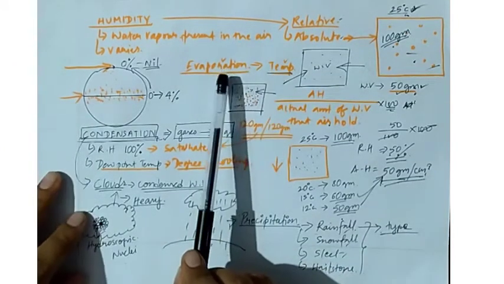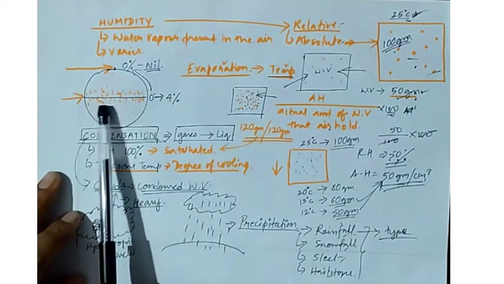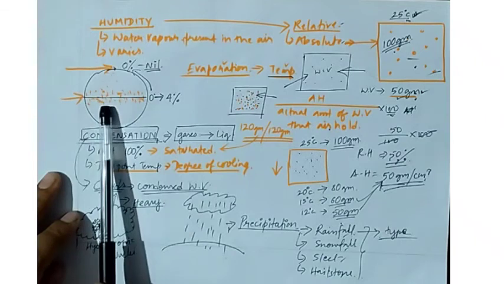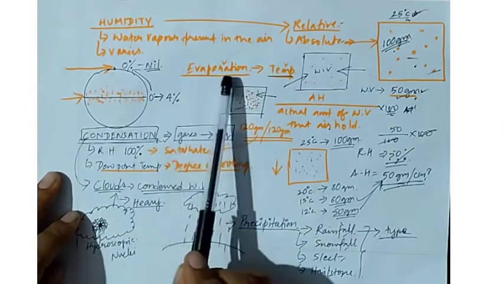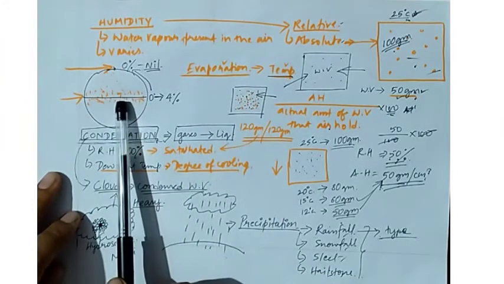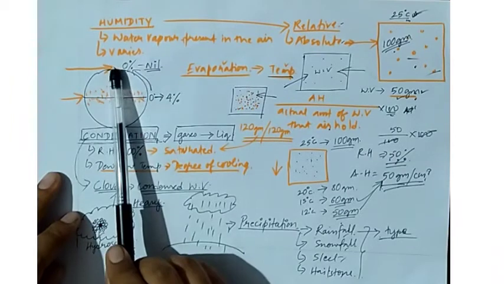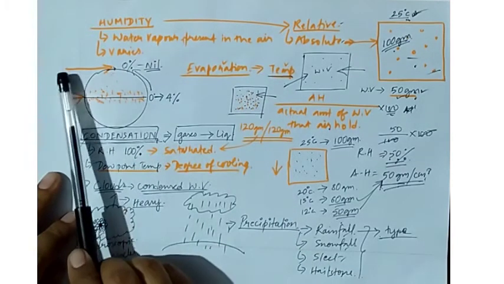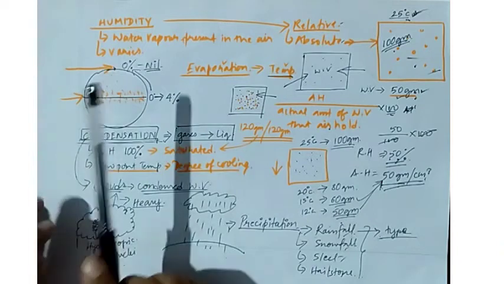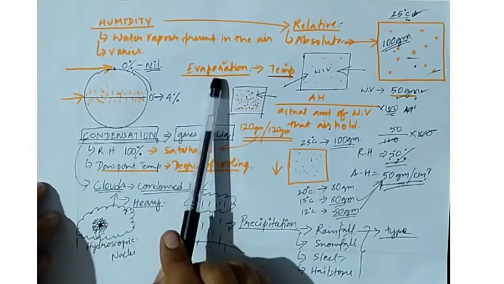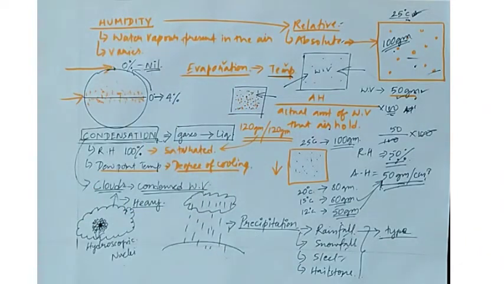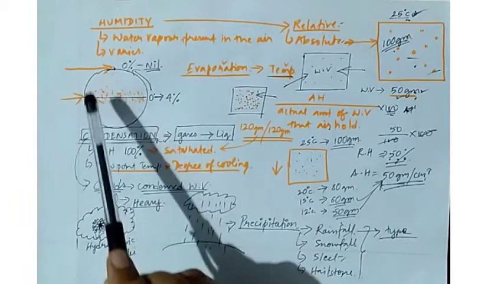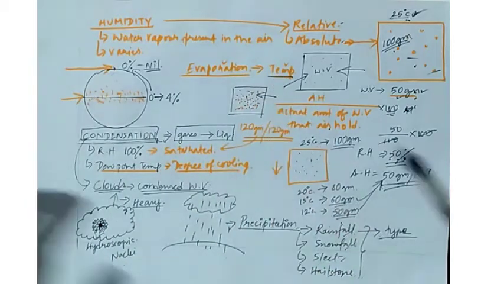Because of the evaporation process, if you see here in the equator, we receive the direct rays of the sun. So because of that, the temperature is higher and the evaporation is also higher, which results in high humidity. Now in the polar areas, the temperature is low because it receives the slanting rays of the sun, isn't it? So slanting rays of the sun result in low evaporation, and the low evaporation will result in low humidity. So in that way, the humidity and the temperature are related.